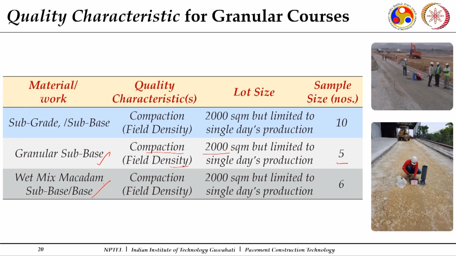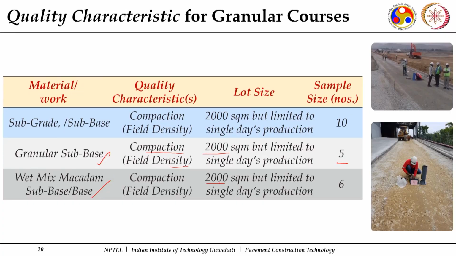When it is for wet mix macadam, typically used for base courses, again this is in terms of compaction density, and we usually go for 2000 square meter of area limited to a single day's work with 6 samples. As I mentioned earlier also, these are tentative, these are some guidelines in terms of how many samples you require. Depending upon the actual variability which is happening, if you find that a certain section has more variability, you can go for more samples in that particular case.